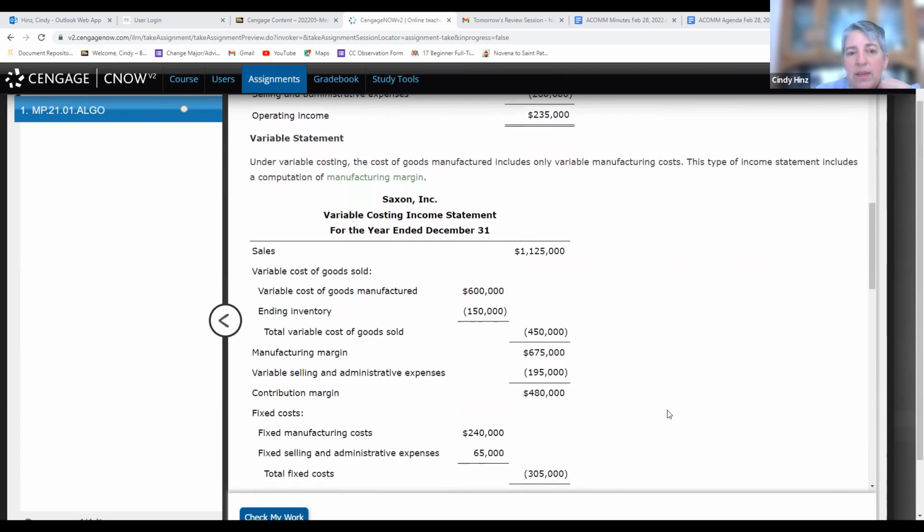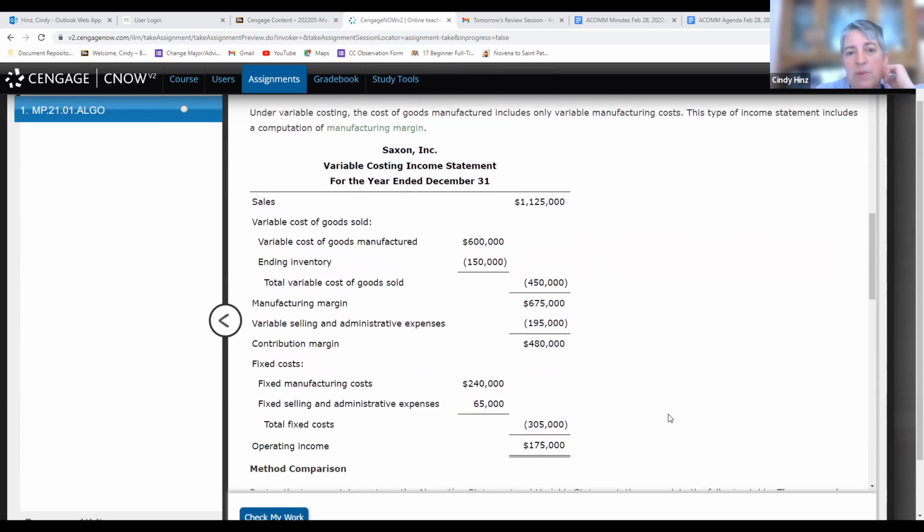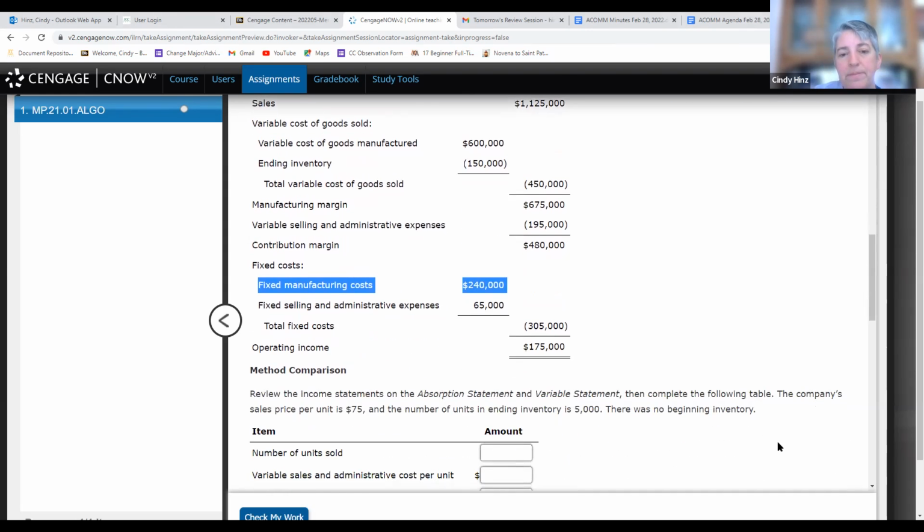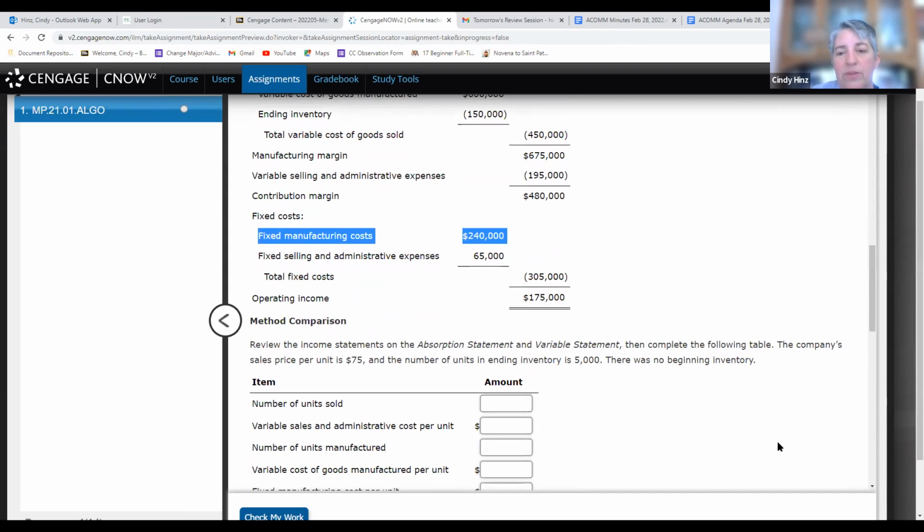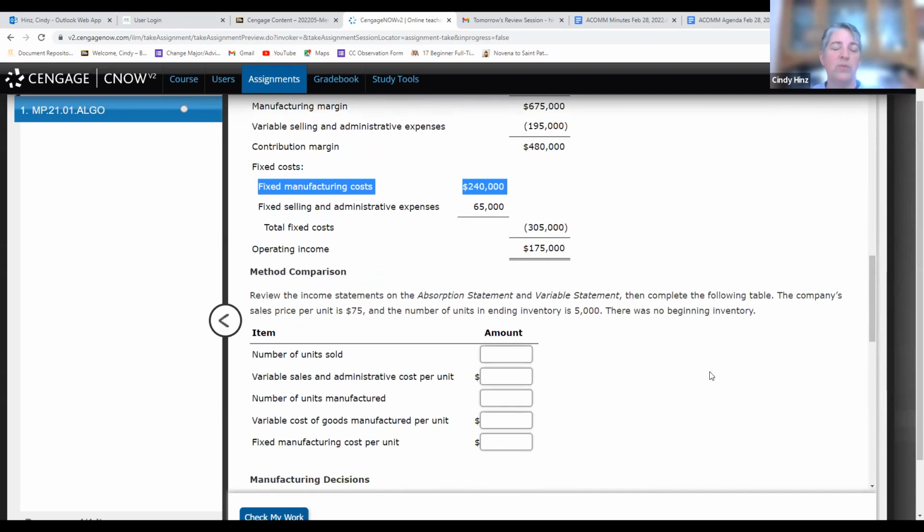On our variable costing income statement, same company, same information, but packaged together differently, what you see is that the fixed manufacturing costs are all expensed in the month in which they're incurred, rather than splitting them between cost of goods sold and ending inventory. So what we are asked to do here is compare the results between those two financial statements, absorption and variable costing, for the same company in the same period. Review the income statements, complete the following table.